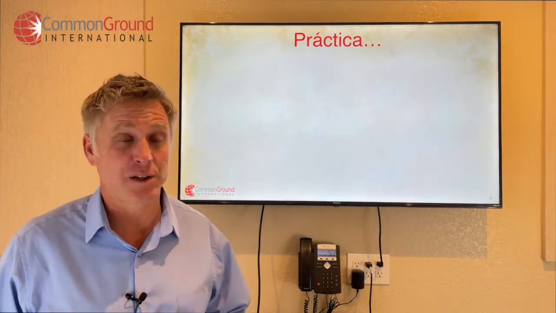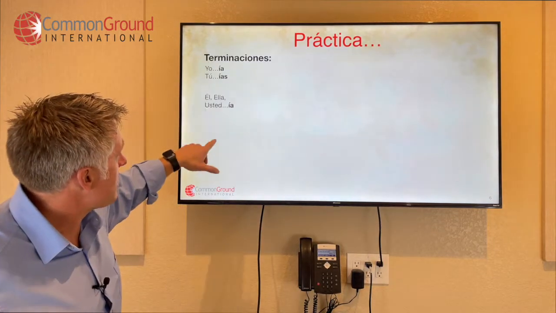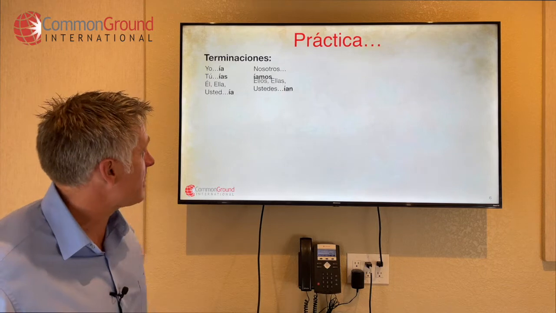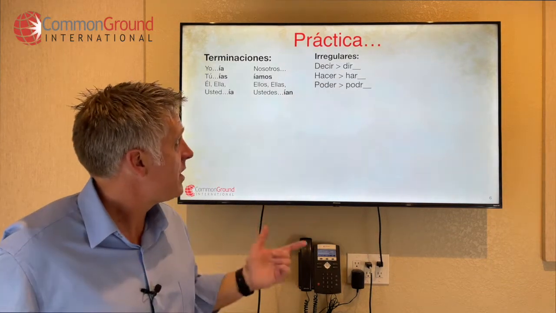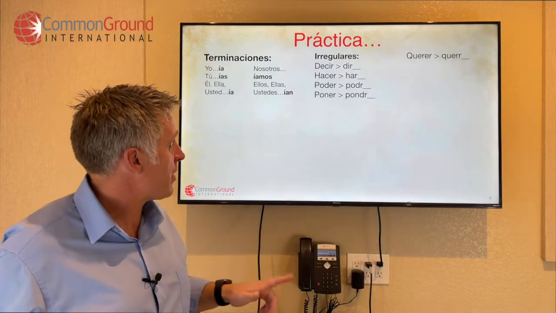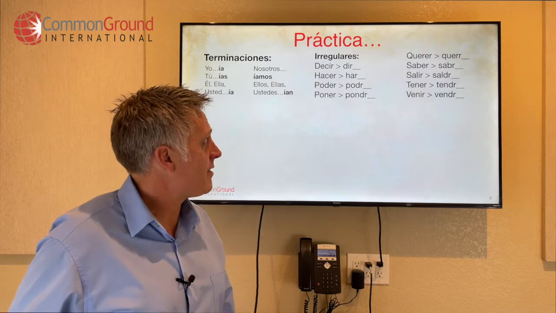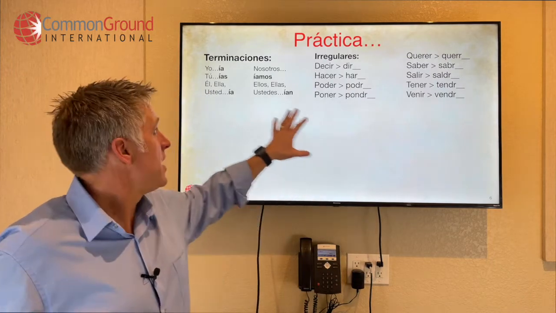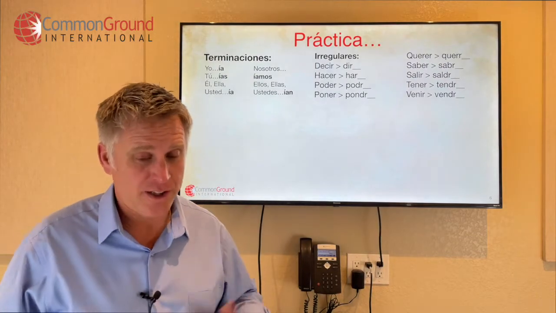Let's practice a little bit. Okay? So here we have our endings. Ía, ías, ía, íamos, and ían. And then we've got our irregularidades there. Decir, hacer, poder, poner, querer, saber, salir, tener, and venir. So those are our irregulars. Here are the endings. Okay, so let's take a look at some práctica.